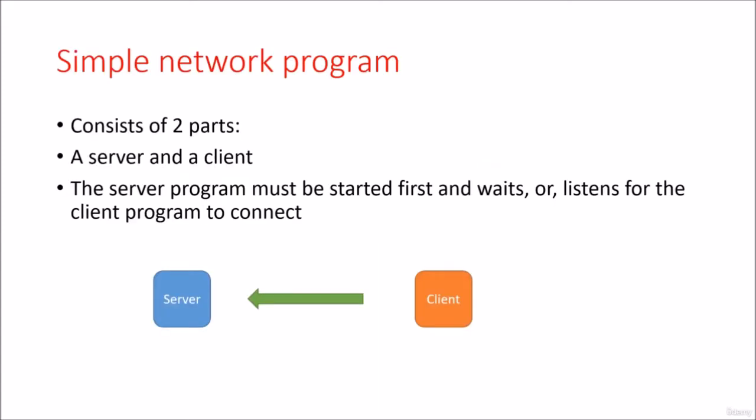This is a diagram of a simple network program. A simple network program consists of two parts, a server and a client. The server program must be started first and waits or listens for the client program to connect. On the left is the server, on the right is the client, and the server must be started first and waits for the client to connect.